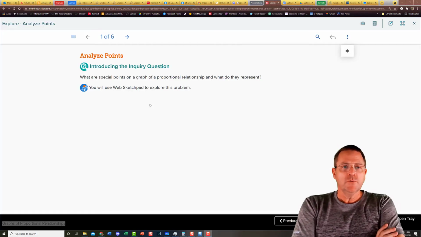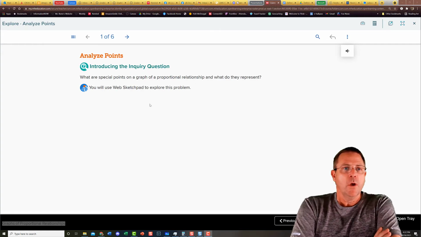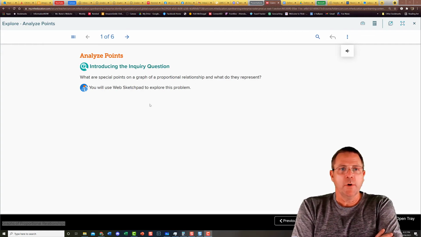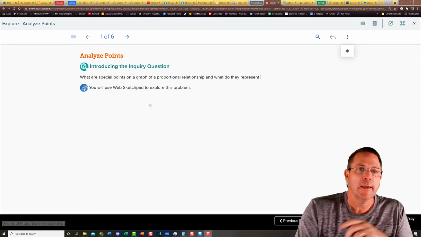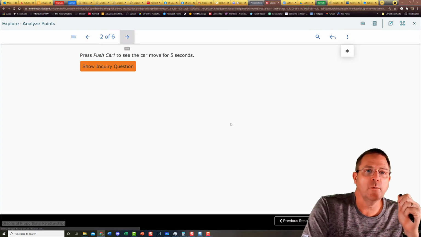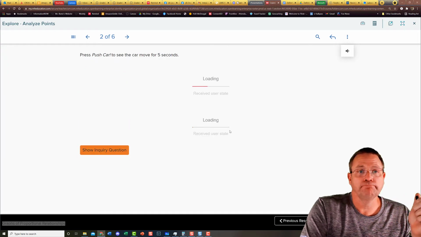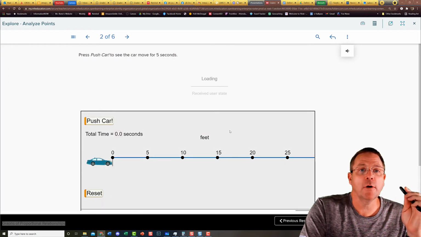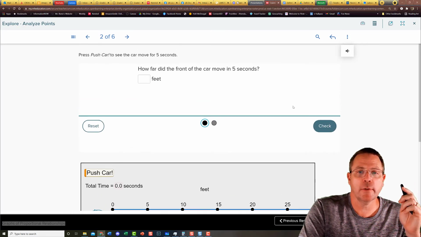Now we're going to use Web Sketchpad to explore this problem. What are special points on a graph of a proportional relationship, and what do they actually represent? So let's move on. Push the car to see the car move for 5 seconds. So here we go. Wait, hold on. What does it have here? That's where we put the answer.